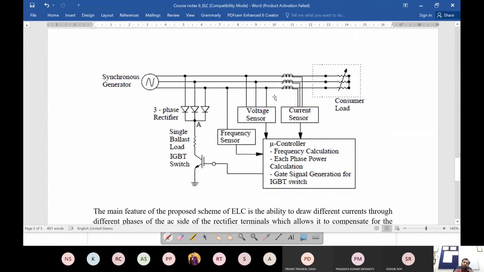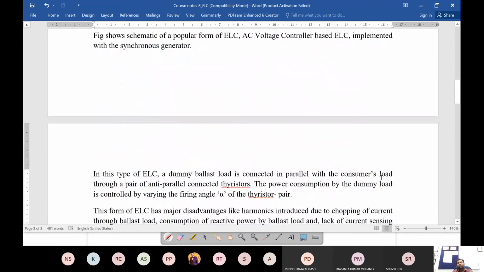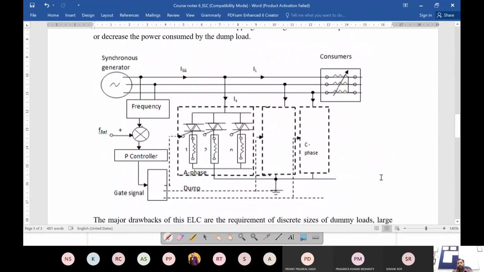And also technology wise, as you can see, it has many inherent advantages. But as of now, these first two, the AC voltage controller type and discrete resistance type, are more common.